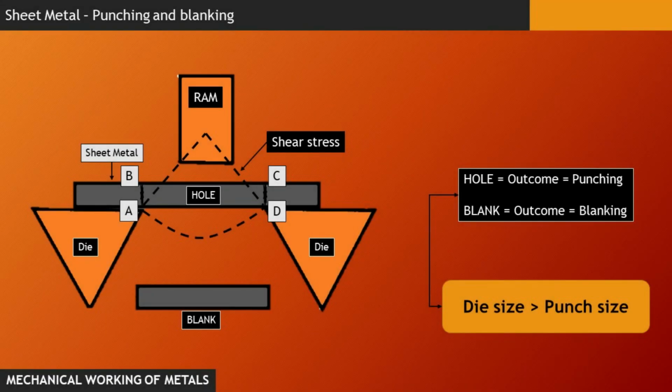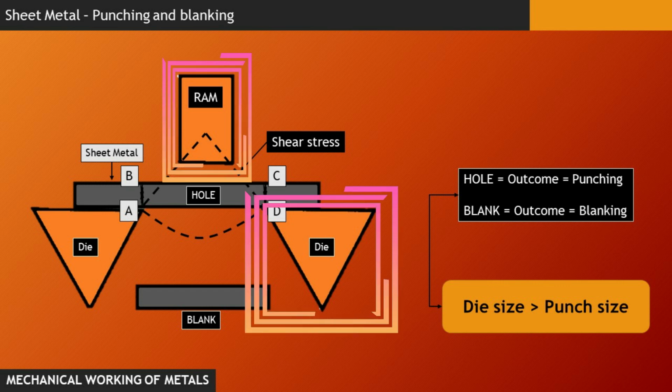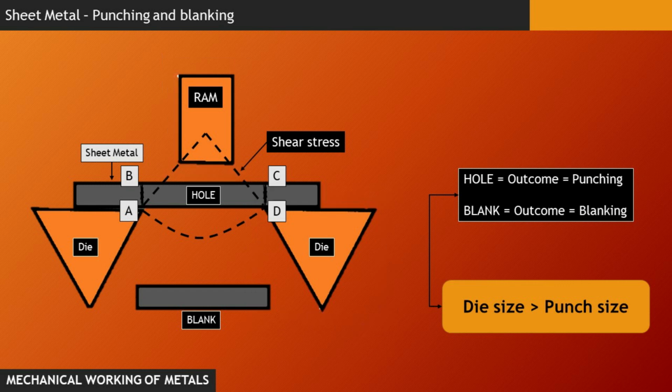The scope of this course is only limited to punching and blanking operation of sheet metal. However, these two operations are the most prominent ones and are used mostly in major industries. Now in punching and blanking operation, a ram and die is used to induce shear stresses in the material.